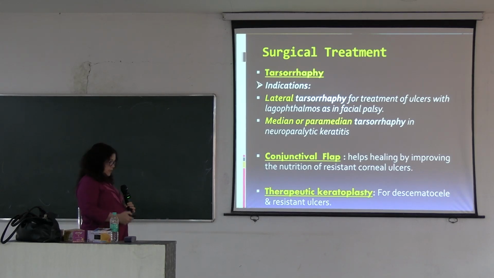And the third one is therapeutic keratoplasty. Keratoplasty is of two types. First one is therapeutic and second one is optical keratoplasty. Therapeutic keratoplasty is given to maintain the integrity of the eyeball. Here there is no improvement of vision, but we maintain the integrity of the eyeball. And in optical keratoplasty, the integrity is already maintained and the patient has corneal opacity, and we want to improve the visual acuity.